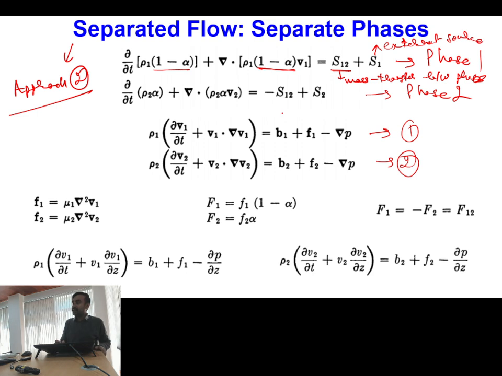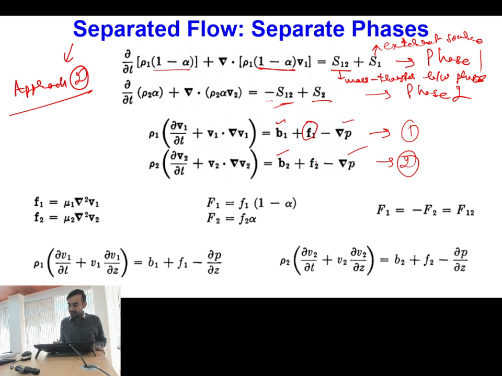Okay, similarly, this is the internal term. For the internal term, if one is positive, the other will be negative. That's why it is written minus S1. And this is the external source term. Then, when we are talking about the momentum equation, B1 is the body force, and this is the pressure force.